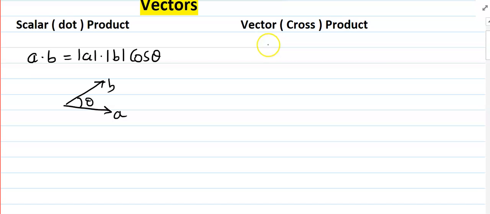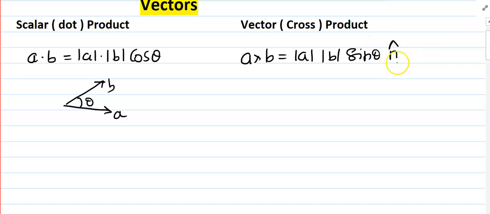Okay, the vector or cross product A cross B is modulus of A modulus of B, and here we use sine theta, with an orthogonal vector. Orthogonal means perpendicular vector. Yeah, and where it will be the direction, I can explain to you.